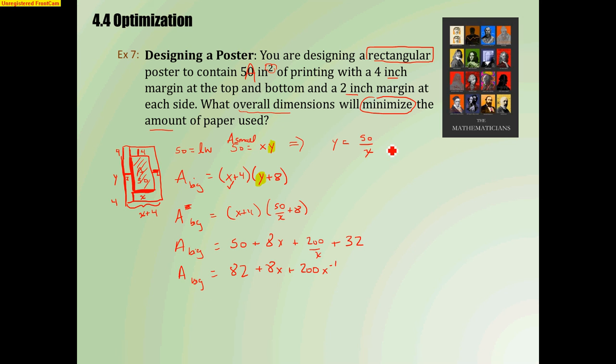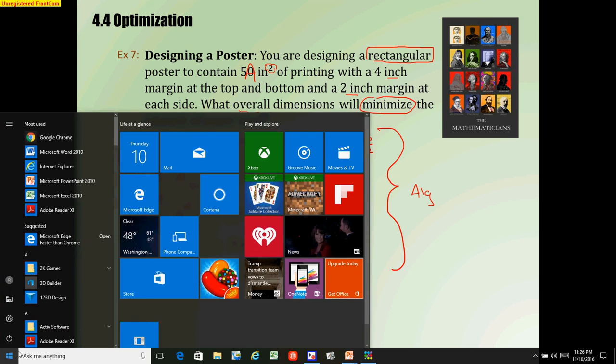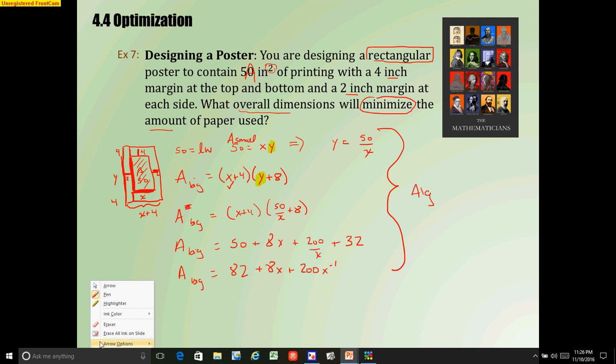Now, look at all of this that was just set up in algebra. Now I'm going to go to the calculus and say, now that I have an equation that I want to minimize, and I only have one variable, I can now take the derivative of the big rectangle. Of course the derivative of 82 is nothing. The derivative is 8 minus 200x to the negative 2. And I'm going to set that derivative equal to 0.